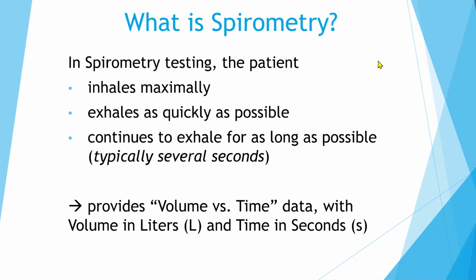In spirometry testing, the patient inhales maximally, then exhales as quickly as possible and continues to exhale for as long as possible, typically for several seconds. This provides volume versus time data, which can be used to determine the standard flow volume loops, as we will soon see.